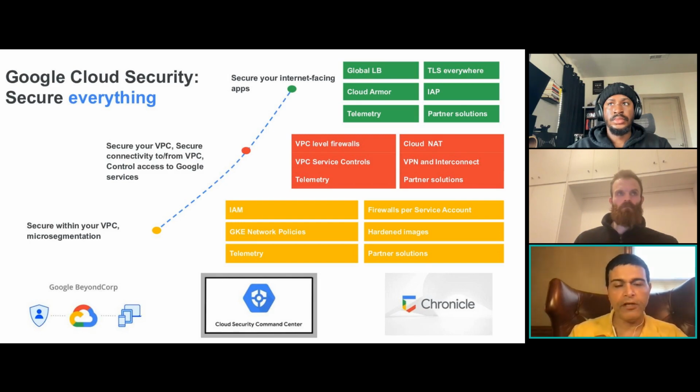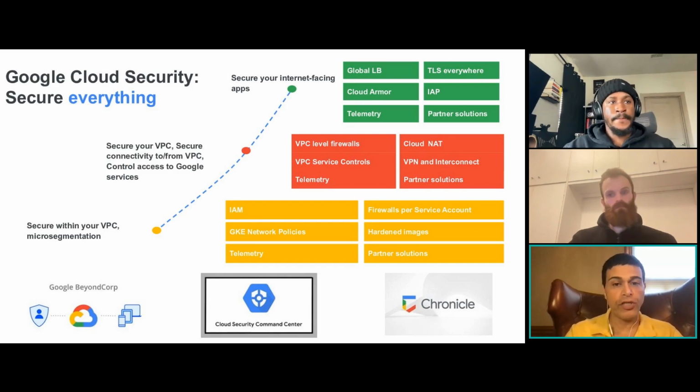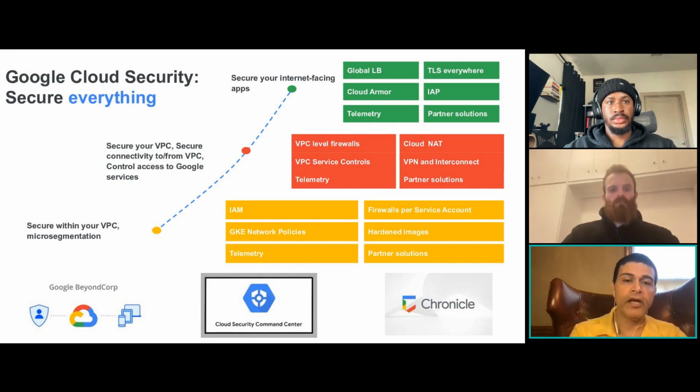Like, for example, if you're talking GKE, yes, Google has a full set of solutions for securing GKE, but we also have a lot of partner solutions for securing GKE, either in build time, ship time, or runtime. So try to use them basically to maximize your security.